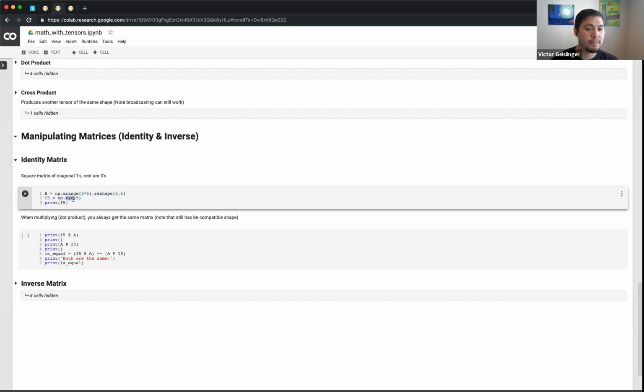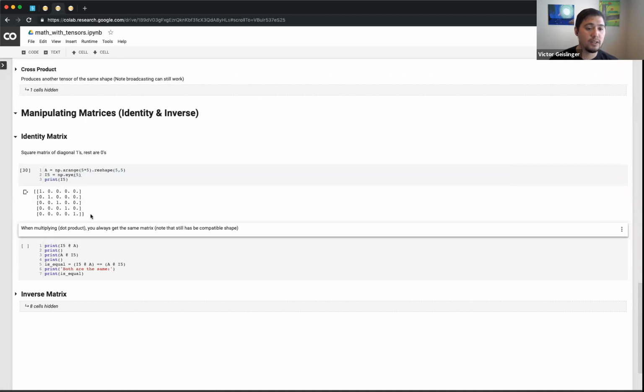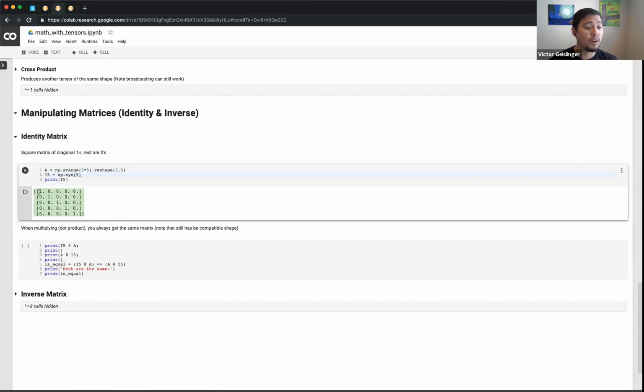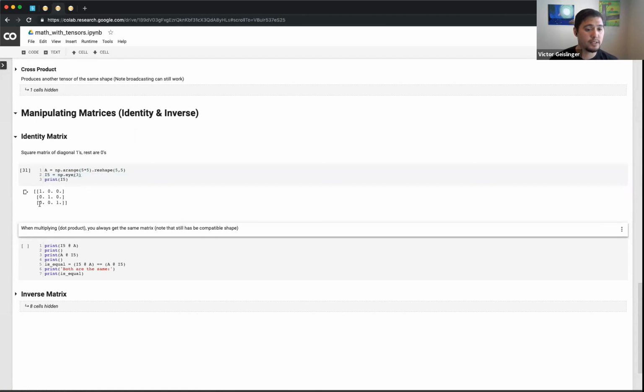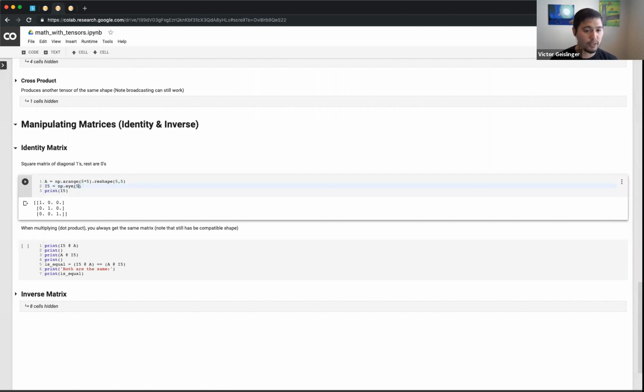It's called I because we usually label the identity matrix with the letter I. Of course, they didn't want to put the letter I there because that would be more confusing with imaginary numbers, so they have it as EYE. You can see this is my identity matrix, and all identity matrices look exactly the same. They're all square, meaning 5 rows, 5 columns. They have 1s across the diagonal and 0s everywhere else. For example, if I put identity matrix of 3, you can see it's 3 by 3. They all look very similar.